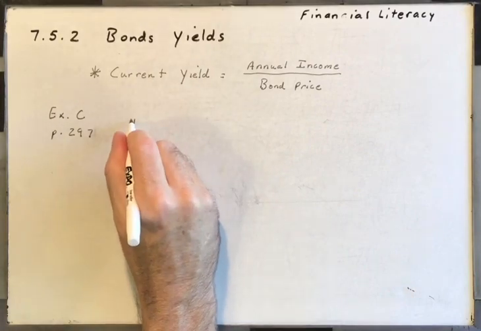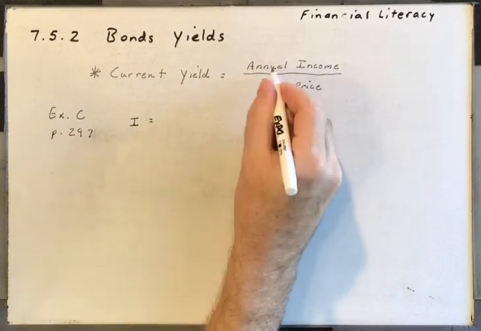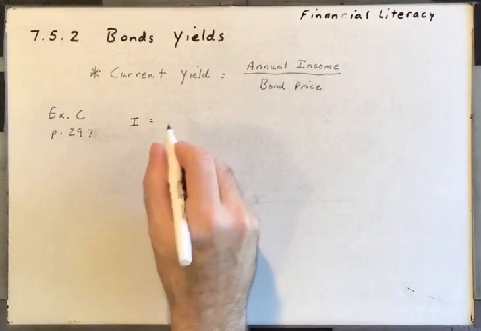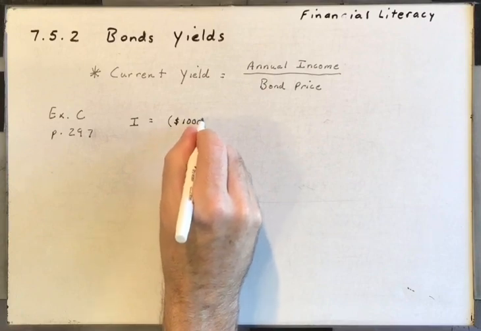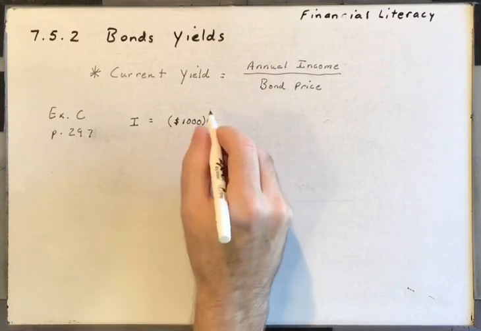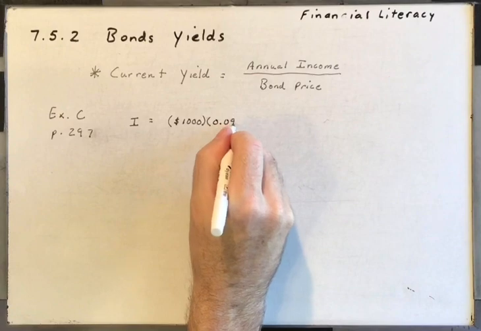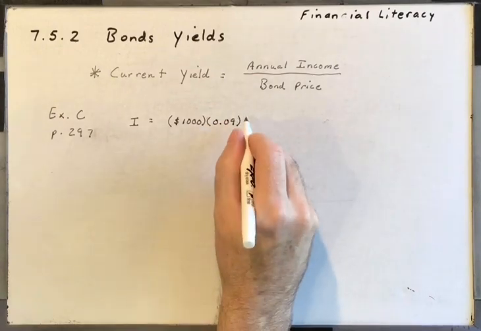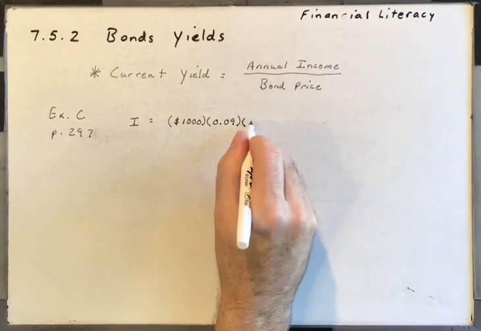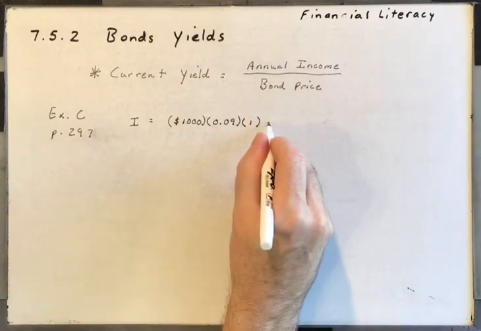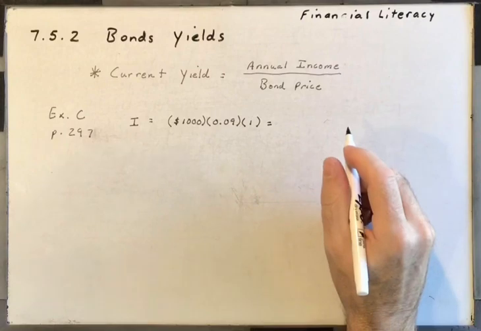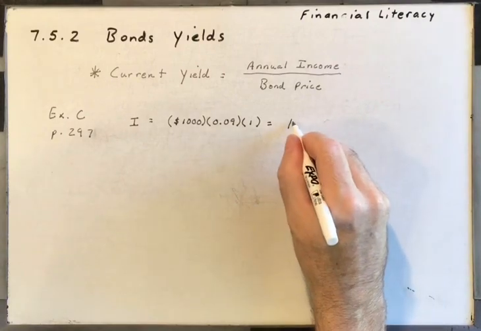Okay, so first of all, let's get the annual income, the numerator in the equation. What's going to be par value, $1,000, times 0.09, the interest rate written on the bond, and then we're just going to do it for 1 year. So it's annual income. Okay, so that'll be $90.